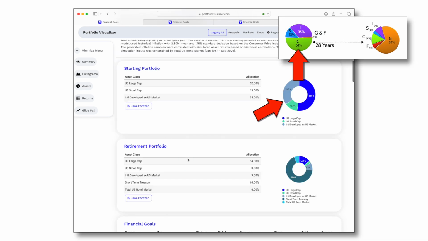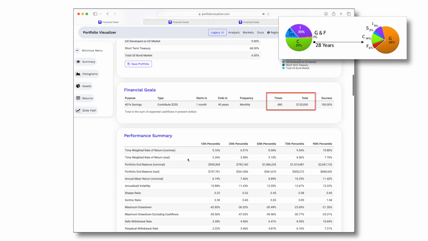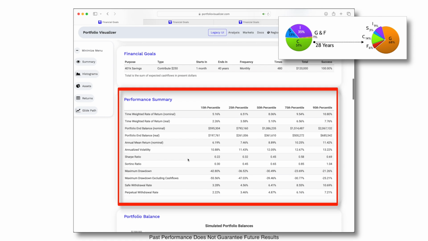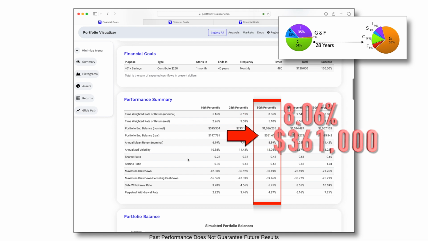So this is TSP's starting lifecycle fund, this is TSP's retirement L income fund, there's the 40 years of $250 deposits, and there's our Monte Carlo simulation results. In the middle, or 50th percentile of those 10,000 iterations, the employee averaged an 8.06% return and ended up with a portfolio worth $361,000 in today's dollars.